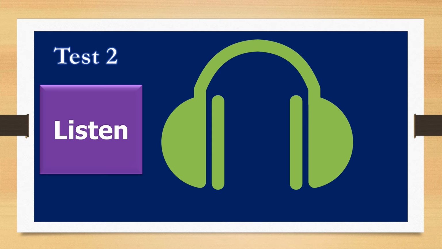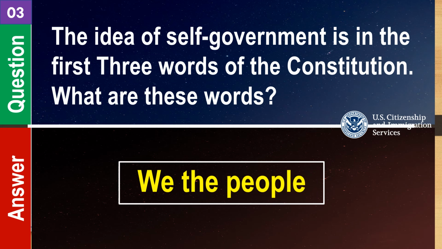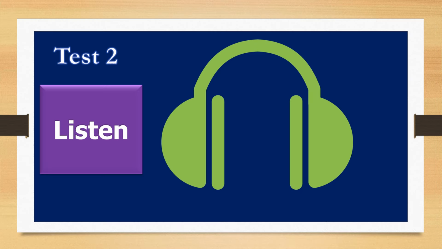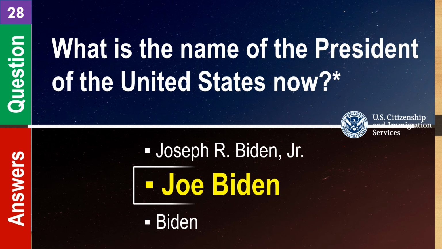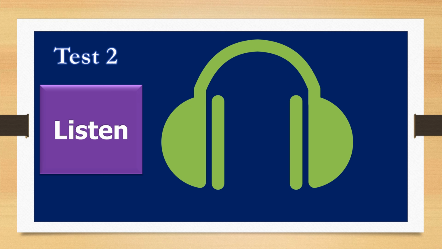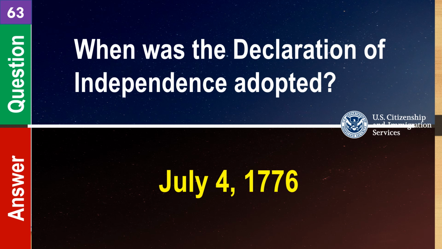The idea of self-government is in the first three words of the Constitution. What are these words? We the people. What is the name of the President of the United States now? Joe Biden. When was the Declaration of Independence adopted? 4th, 1776.